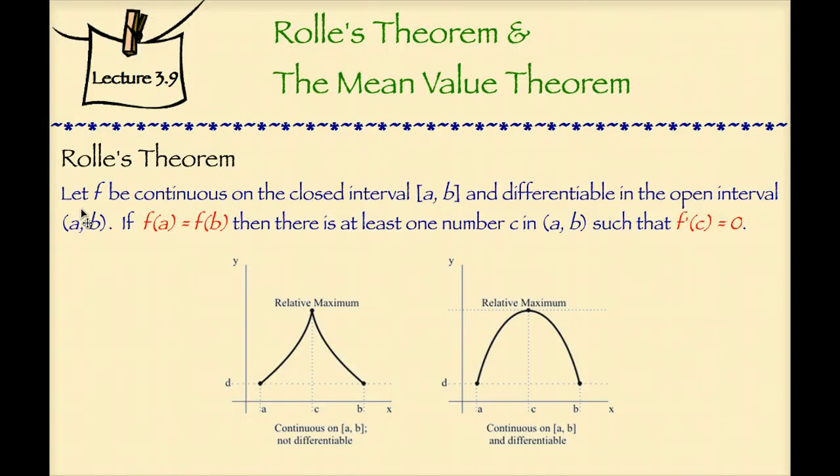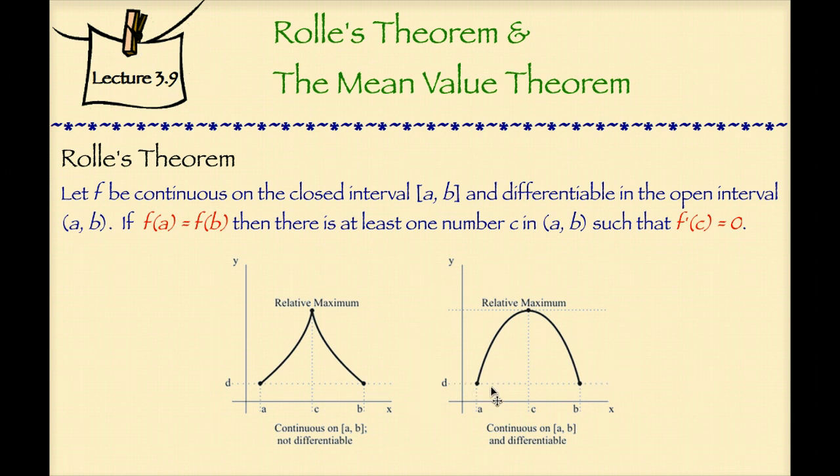It states, let f, the function, be continuous on the closed interval [a, b] and differentiable in the open interval (a, b). If f of a equals f of b, then there is at least one number c in the interval (a, b) such that f prime of c equals 0. Now what is this saying? Let's look at this picture and illustrate it here.